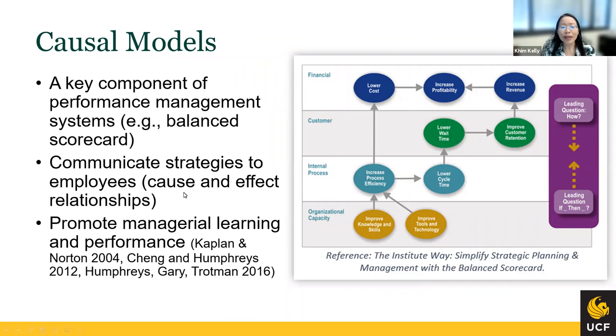And because it communicates these cause and effect relationships, and one of the main learning difficulties that people have in learning causal relations is the difficulty in learning lagged relationships, meaning that if I do something and it affects the financial outcomes 10 periods later, people really have difficulty learning that. But if you mapped it out for them in a causal model, presumably this helps people to learn better. And some prior studies have looked into this, and they have found indeed, it's great. It really promotes learning and performance.